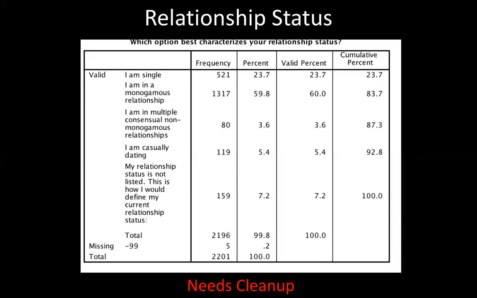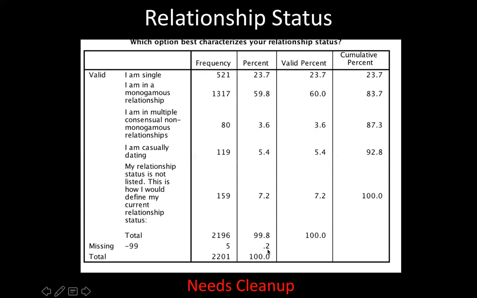This is straight from the output for SPSS. This is the relationship status. And this one does need some cleanup. I think I talked about this a little bit when I presented some of the frequency stuff in our class, but you get 4 different columns when you run a basic frequency table. One is frequency, which is just the number of people who gave each of those responses. The percent is often different from the valid percent.